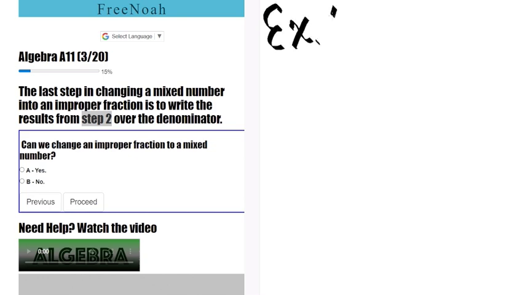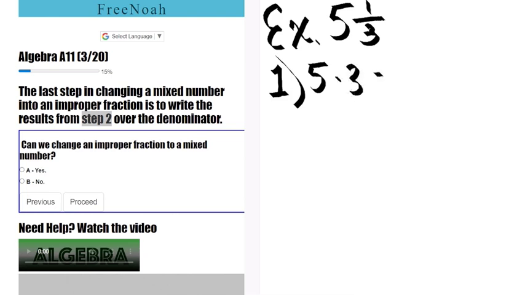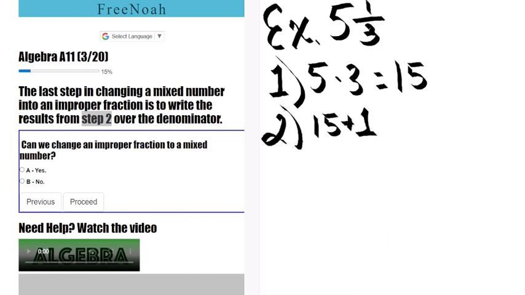Let's give you another example here. Moving on, 5 wholes with a fraction of 1/3. So we have 5 times 3, the whole times the denominator of the fraction. So we have 15. Now we're going to take the 15 and add the numerator. The numerator is 1, and 15 plus 1 is 16.